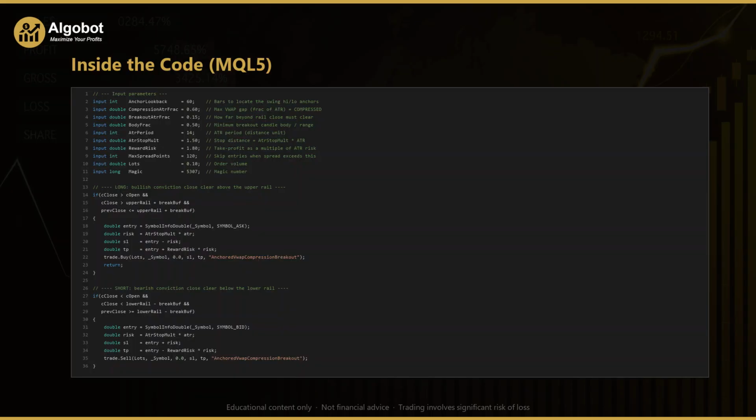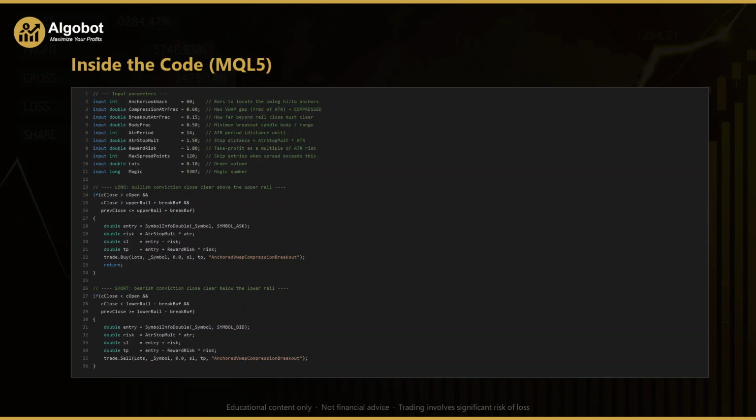Here's the core of the MetaEditor code on screen. At the top are the input parameters, the dials you can adjust in the strategy tester. Anchor look back, set to 60, is the window used to find the swing high and swing low anchors. Compression ATR-Frac at 0.6 is how tight the two averages must be to count as compressed. Breakout ATR-Frac at 0.15 is how far beyond a rail the close must clear.